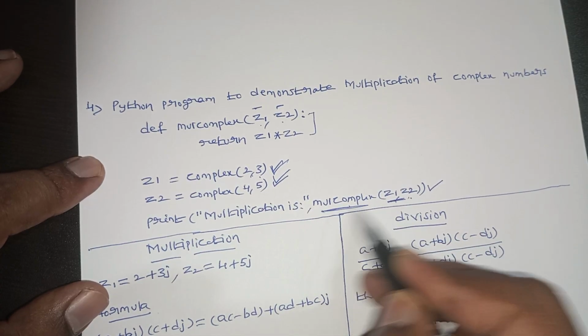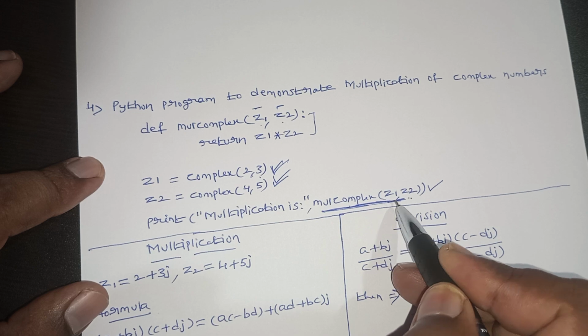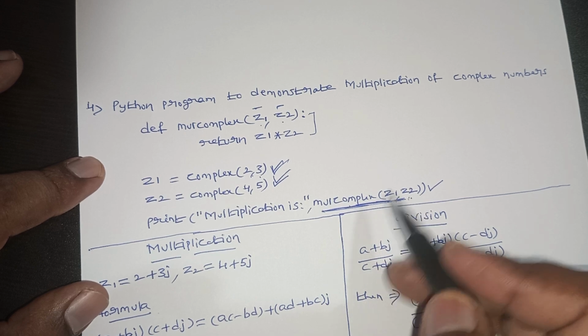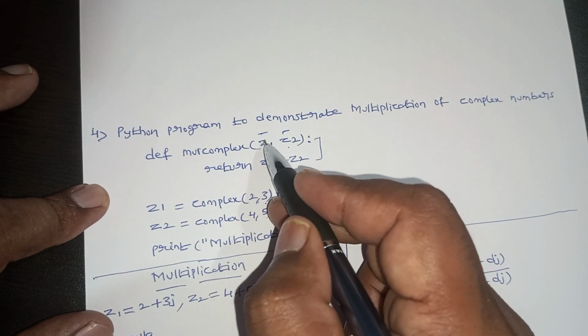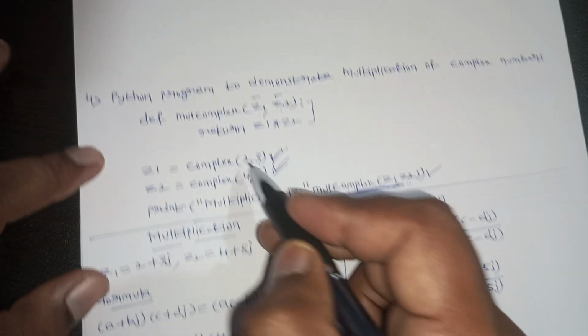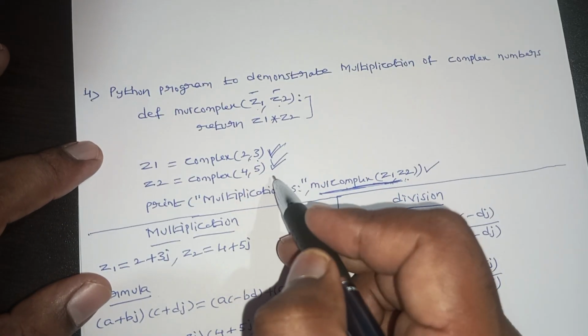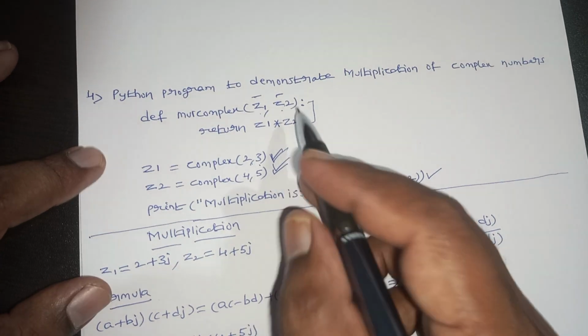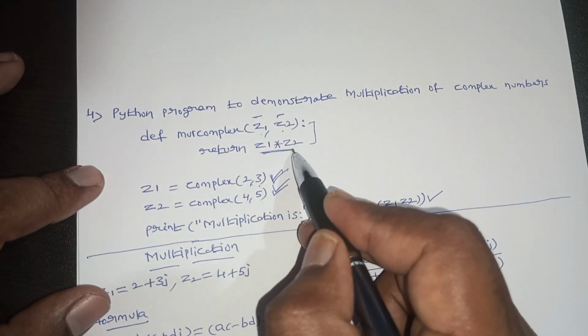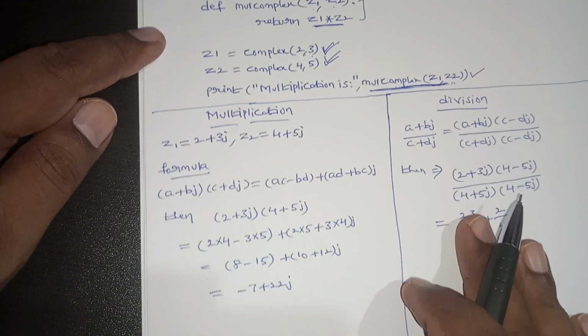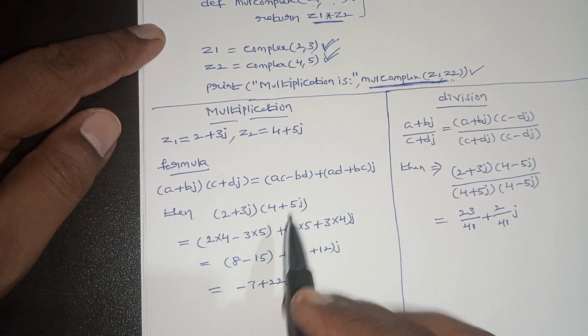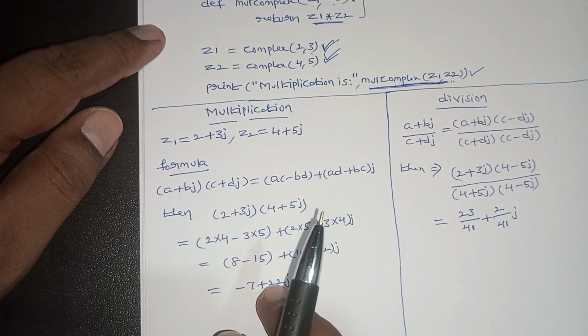When I call this mul complex z1 comma z2, where will I go? Immediately I will go to z1, z2. What is z1, z2? 2 comma 3, 4 comma 5. Then what do you return? Simply return z1 into z2. I have done the multiplication here. This is from mathematics, if you want to know.